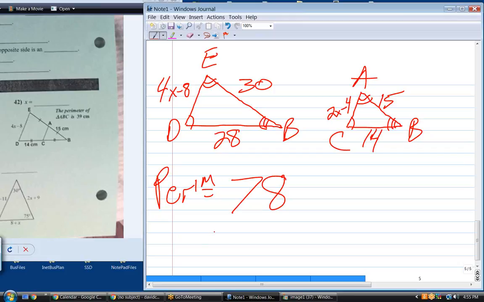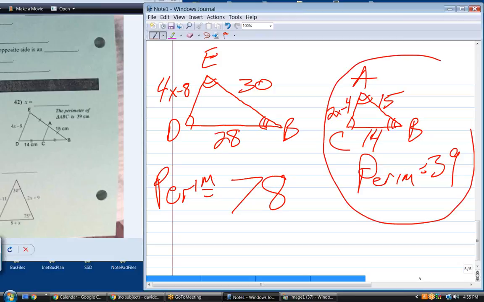For just all day. I have two choices, actually. This one, perimeter is 39. Either one of these will allow me to solve for x. Well, let's use the smaller numbers. Okay. What's the equation?